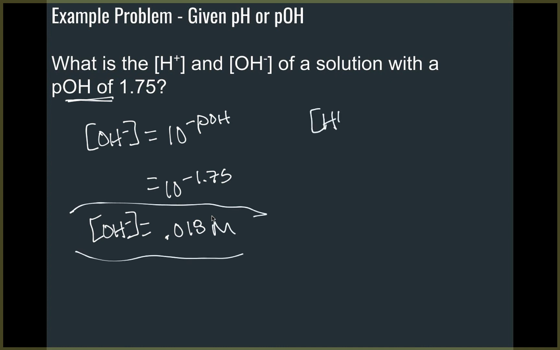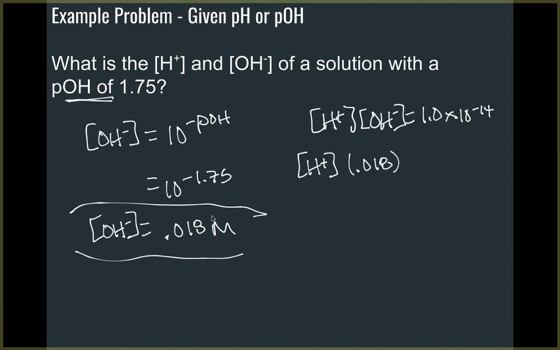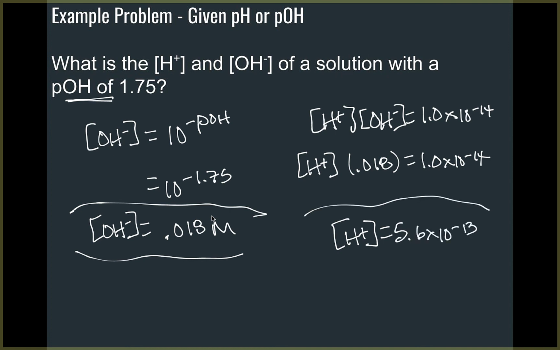Same thing I did with the last one. H plus times OH minus equals 1.0 times 10 to the negative 14th. This time I'm solving for H plus. OH minus I just solved for. So the H plus equals 5.6 times 10 to the negative 13th. Okay, so that's the second type.